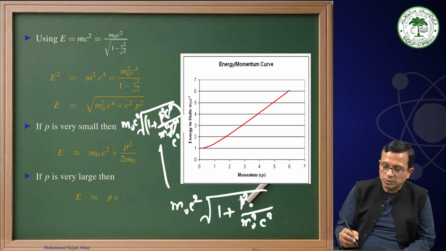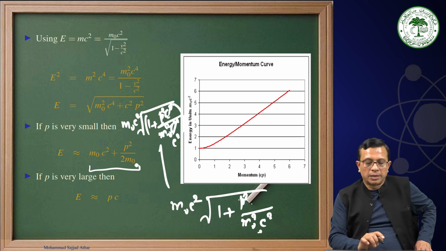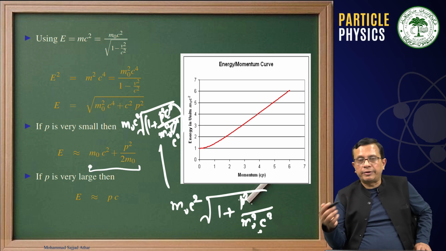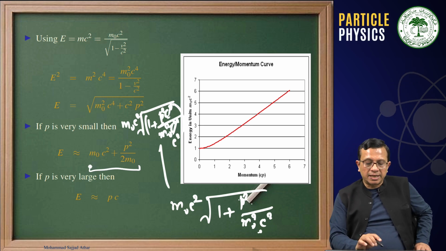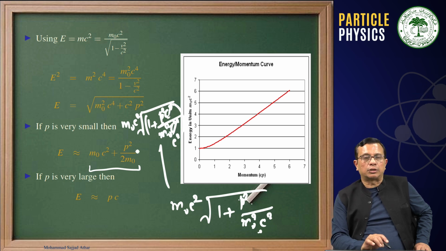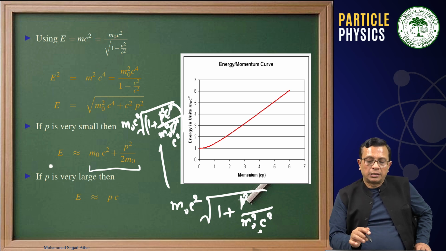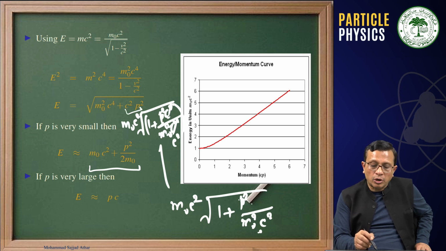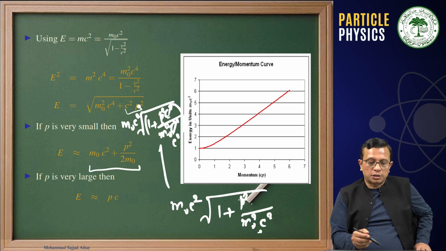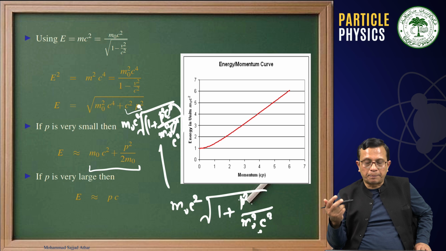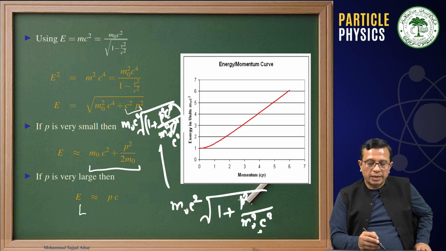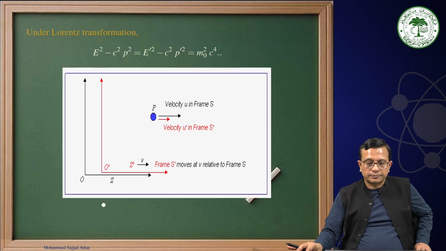Since this quantity is much smaller than this, we can expand it and retain only up to the second term. We will get a term that is what we write in the non-relativistic case: the rest mass energy plus the kinetic energy of the particle is the total energy. Now, if this term is going to dominate, then E is simply Pc. That means if P is very large, then E is equal to Pc.